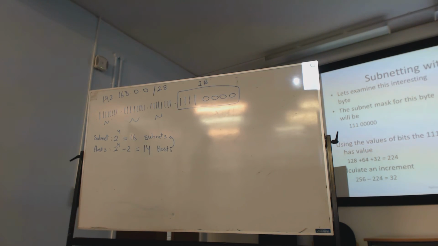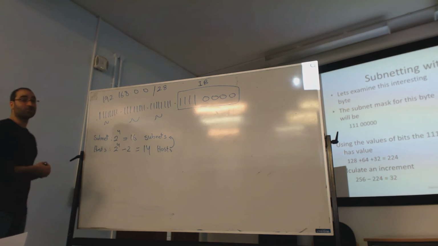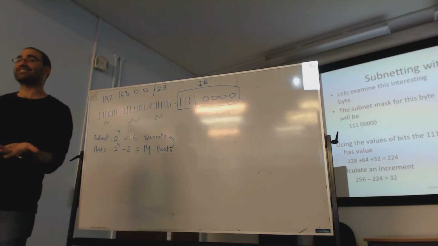Because of the broadcast and the subnet itself. So we said we need to reserve 2 addresses: one for the actual broadcast, the other for the subnet itself. That's why I'm subtracting 2. These are reserved. If you don't have a subnet address, you cannot define an address in the subnet.